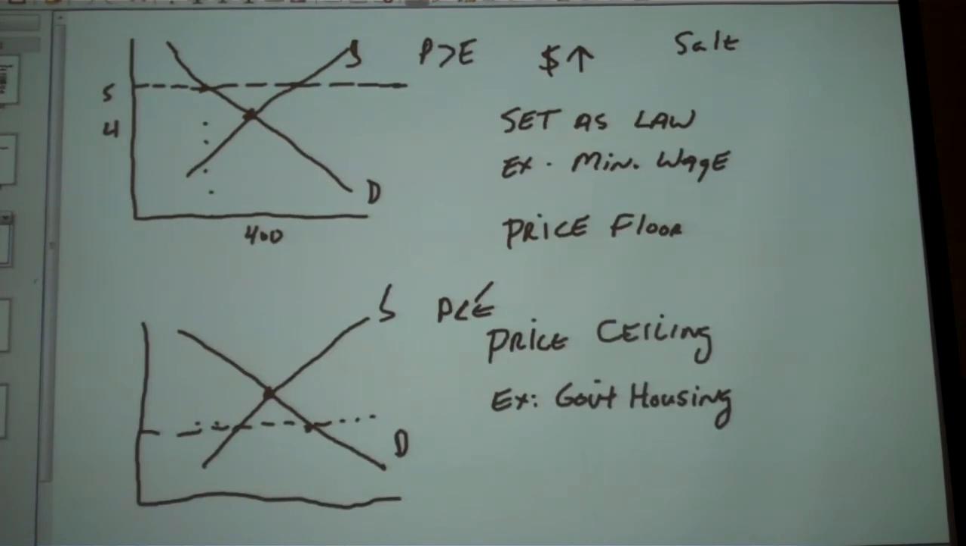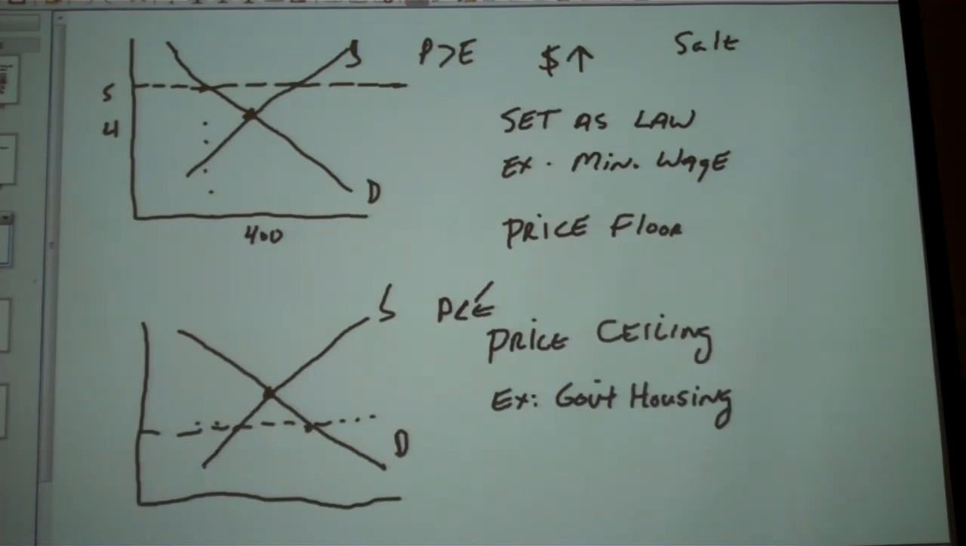There are a couple of times when you will see prices set above equilibrium, and what happens then, sometimes the government will set these, where prices can't drop or prices can't go above. The example on the top is a price floor. Prices cannot go below $5 in that example. An example would be minimum wage.